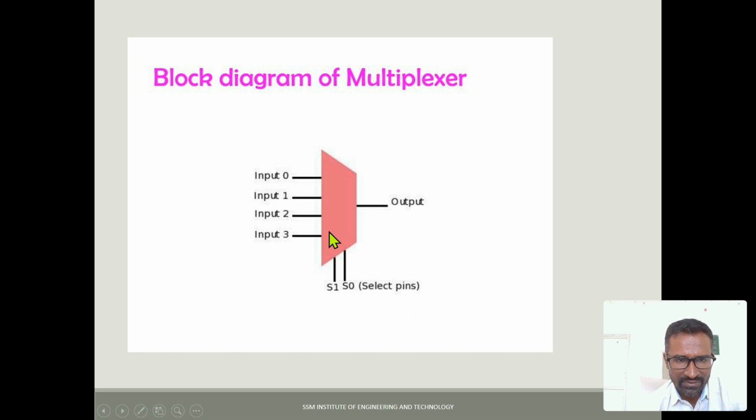So here is the diagram for 4 is to 1. Inputs 0 to 3, there are 4 inputs, 1 output, and 2 selection lines. We choose the number of selection lines based on the inputs available. If you choose 4 as the number of inputs, 4 is equivalent to 2 to the power 2, so we need 2 selection lines. In the case of 8 inputs, 8 means 2 to the power 3, so at that time we need 3 selection lines.